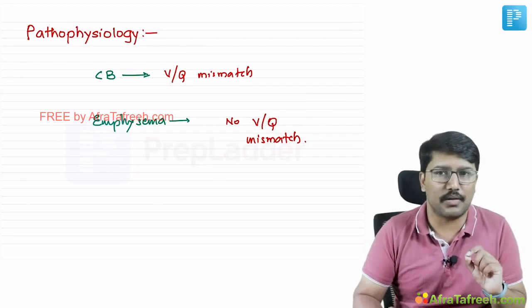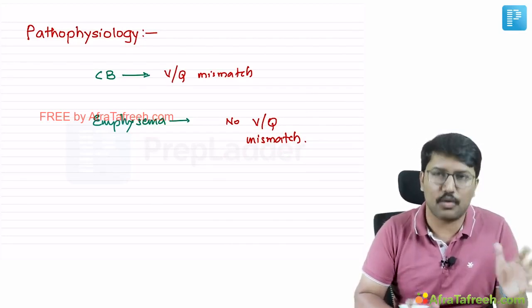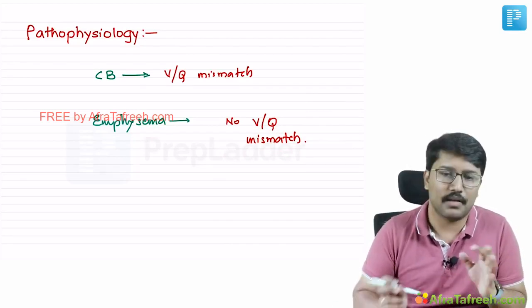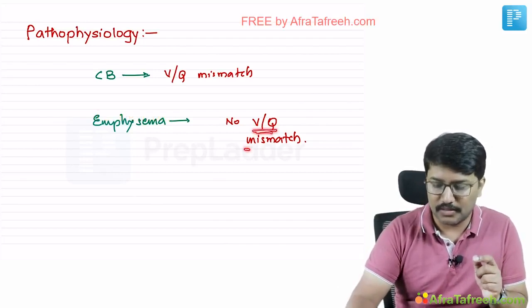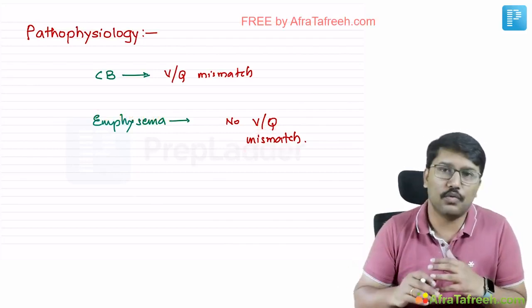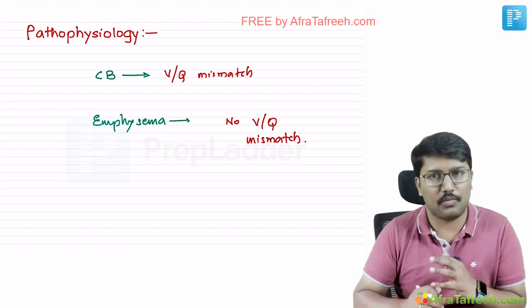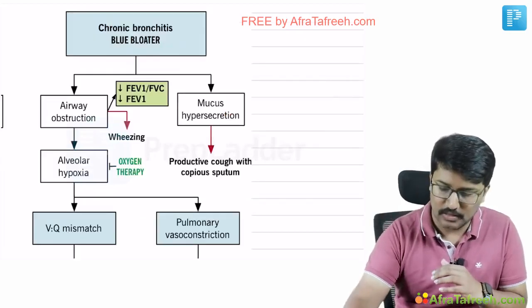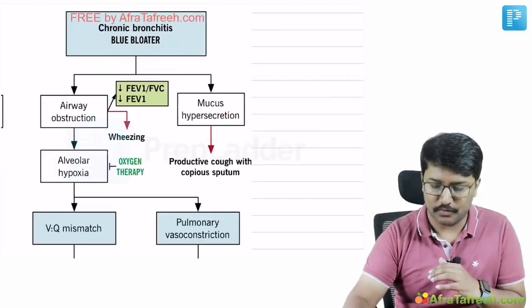So the take home message is very simple. The main difference is, in case of chronic bronchitis, VQ mismatch does occur. In case of emphysema, VQ mismatch doesn't occur. Why there is no VQ mismatch in case of emphysema, we will talk about in a bit. Okay, so this flowchart will make it very simple for you to understand.